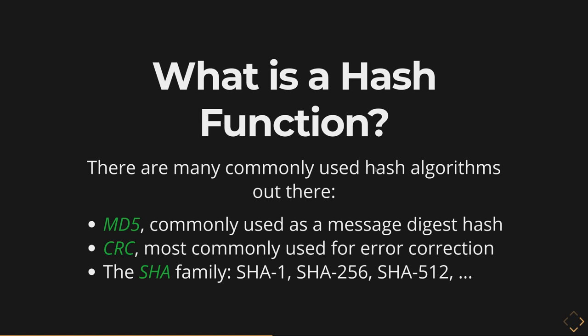SHA-1 produces 40 hex digits, which is 80 bytes. SHA-256, well, yes, 80 bytes, I think, yes. SHA-256 produces hashes that are 256 bits. I have to look that up. Anyway, there are different sizes. And the algorithms are also slightly different. The main takeaway here is Git is SHA-1, at least for the time being.